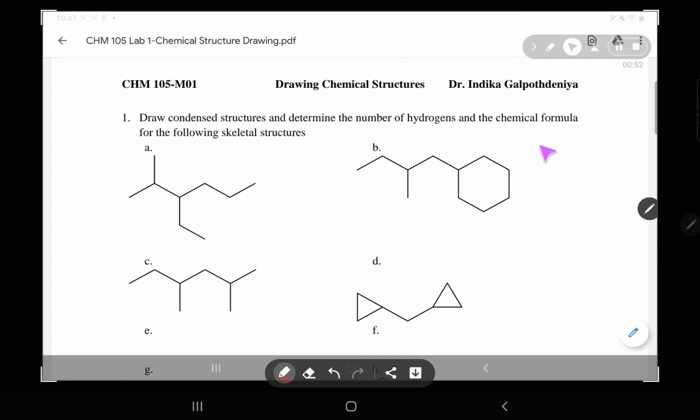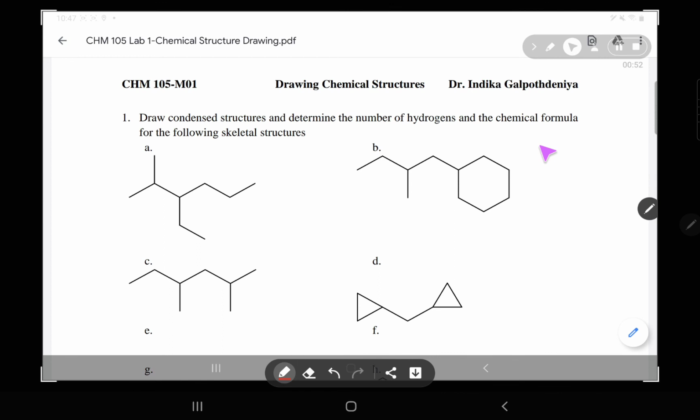Here's the other part of this question: I'm also asking you to determine the chemical formula. By the way, some people tend to be very lazy, and when I ask you to draw the condensed structure from the skeletal structure, they just put the carbons and hydrogens on the same skeletal structure. Don't do that. Don't be that lazy. You have to draw a new structure for the condensed structure from the skeletal structure. And let's see how to figure out the chemical formula.